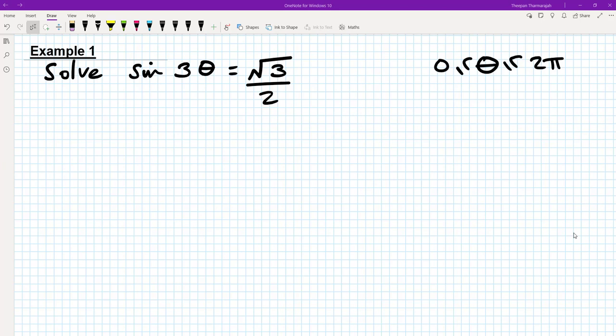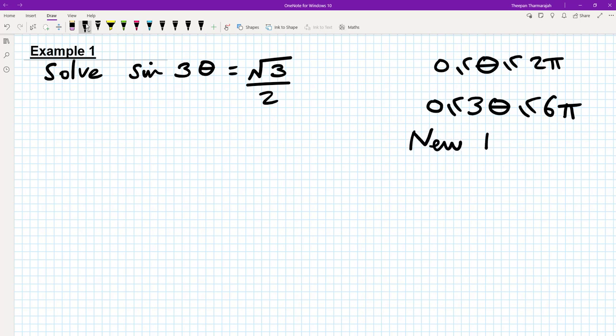In this video, we're going to look at solving trigonometric equations when you've got an angle greater than theta, also known as a multiple angle problem. So what we're going to do is first of all say, well, we need 3 theta. So we're going to change the range to 3 theta being greater than or equal to 0, but less than or equal to 6 pi. And we're going to explicitly tell the examiner that this is the new range required, and this is now the range that we're going to be working throughout this question.